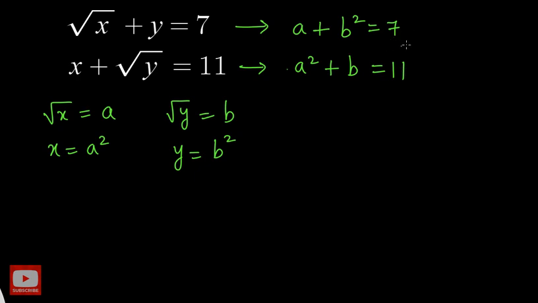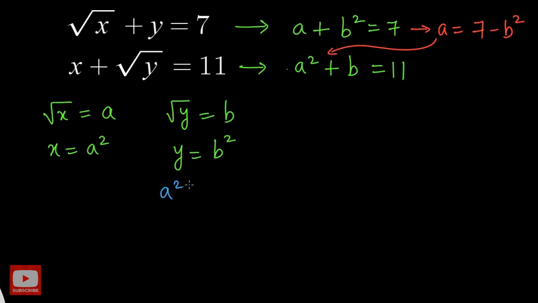So how can we solve this? From the first equation, what is a? You can see a is nothing but 7 minus b square. Now I'm going to take this a and substitute it in place of a in the second equation. Okay, so let me rewrite the equation once again.